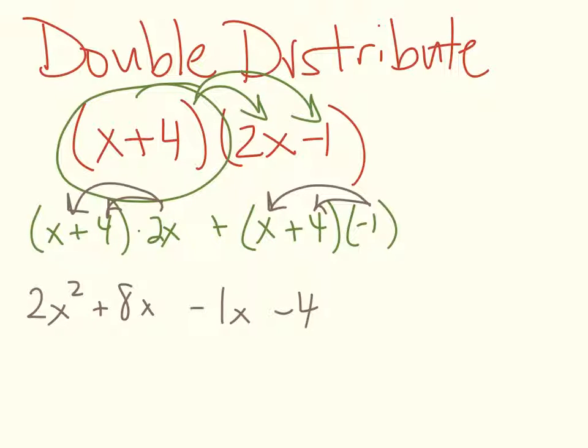minus 4. And again, we can combine like terms: 2x squared plus 7x minus 4. And what you notice, this is the exact same answer that we got using the areas of those rectangles.